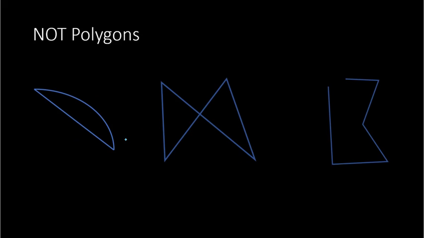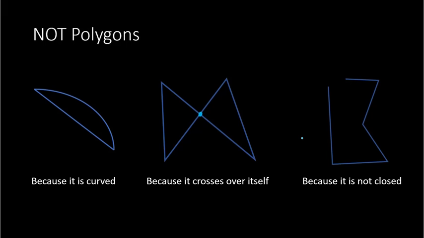Now examples of not polygons would be right here. This first picture is not a polygon because it is curved. This right side is a curve. The second picture is not a polygon because it crosses over itself. Notice right here it intersects, crosses itself at this point, thus making this shape not a polygon. And the third picture over here is not a polygon because it is not closed. So again, polygons need to be made up of straight edges, they cannot cross over themselves, and they must be a closed shape.